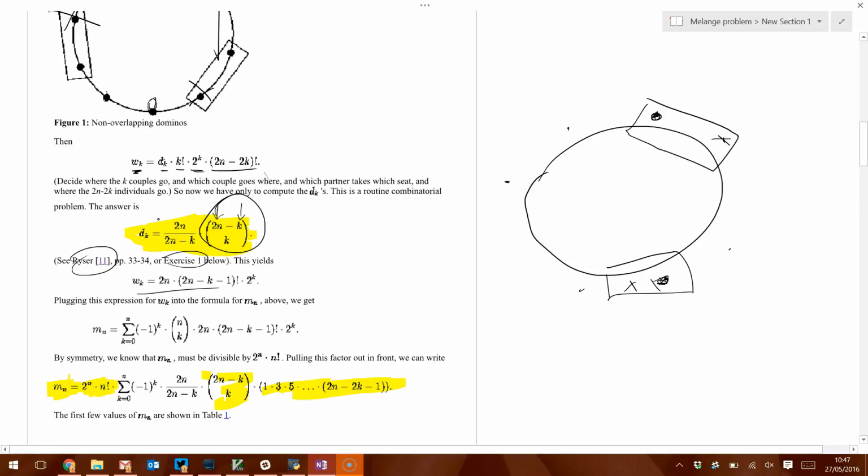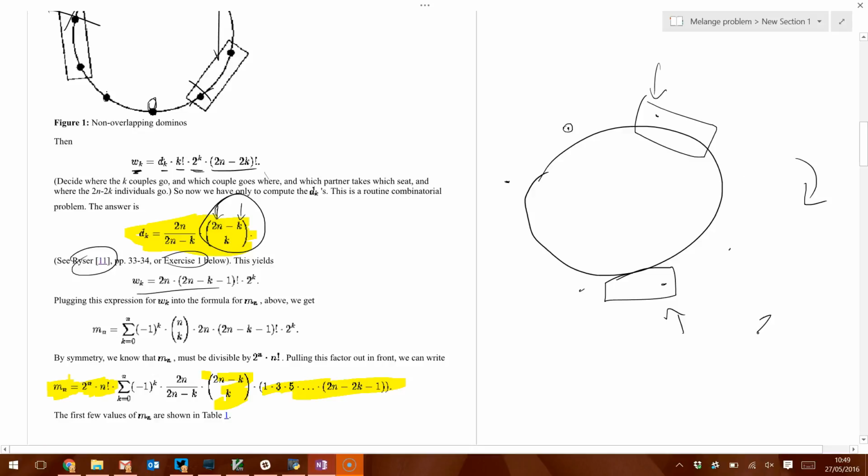Why multiply by 2n over 2n minus k? Let's see if I can remember. Right, I think I've remembered what I was doing. I need to have, what did I have? 6 of these. So there are 2n minus k ways of choosing these things, but you can rotate all this around, and if that had been my solution, I might as well have started there and had the same thing around. So everything's getting counted as many times as there are places to start, which is 2n minus k, so I need to divide by that.